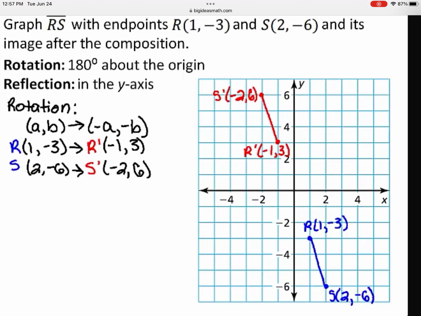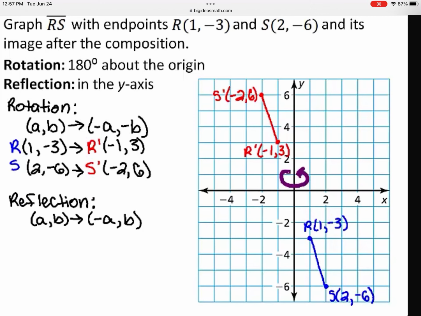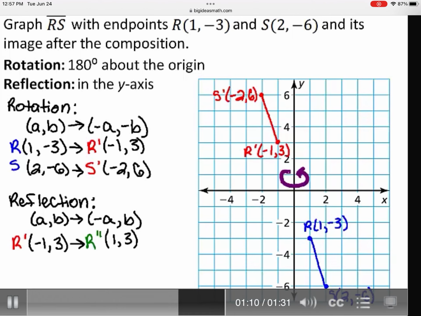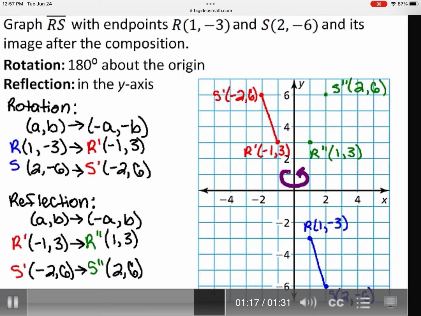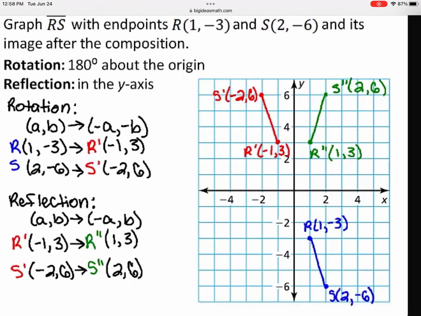Next, reflect segment R'S' in the y-axis. The image of point (a, b) after a reflection in the y-axis is point (-a, b). The negative of -1 is 1, so point R'(-1, 3) maps to point R''(1, 3). Similarly, point S'(-2, 6) maps to point S''(2, 6). Complete the graph of segment R''S'' by drawing a line segment connecting the endpoints. So segment R''S'' is the image of segment RS after the given composition.